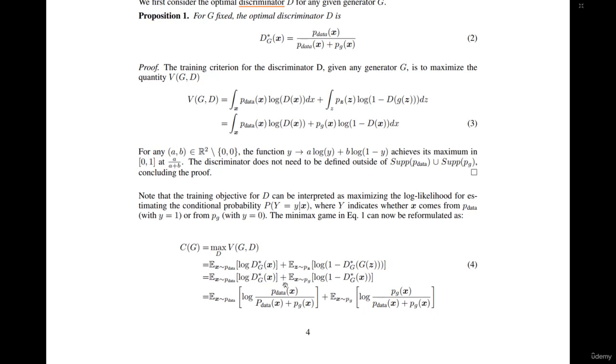Then we write this again. We have this plus this. Now notice how we move from x to G right here. And then replacing this D_G star by this value, because of this a on a plus b, we now obtain the log of this plus the log of pg on p data plus pg of x.